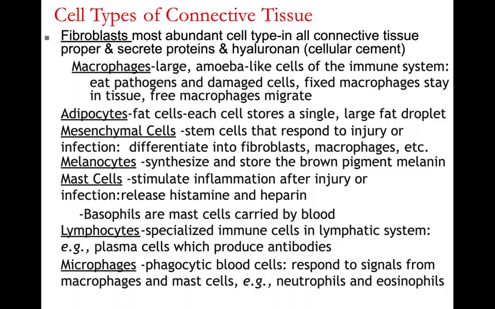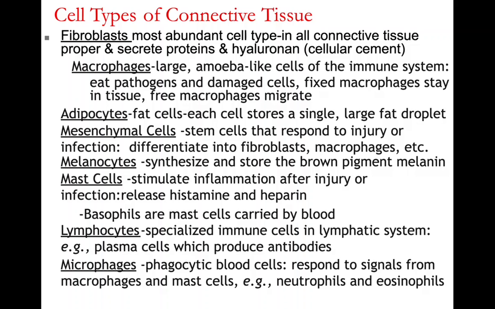Macrophages, they're a large amoeba-like cell, part of the immune system. They're going to eat pathogens and damaged cells. Fixed macrophages are going to stay put in the tissue. Free macrophages are going to migrate. So when you learn about the immune system, you'll learn that the macrophages can have different names in different places.